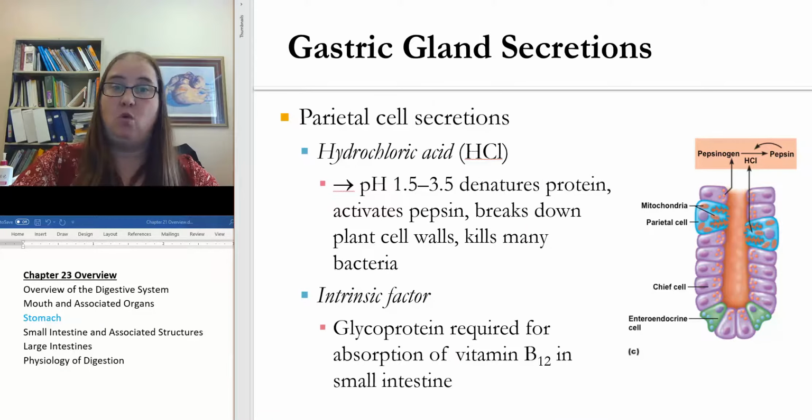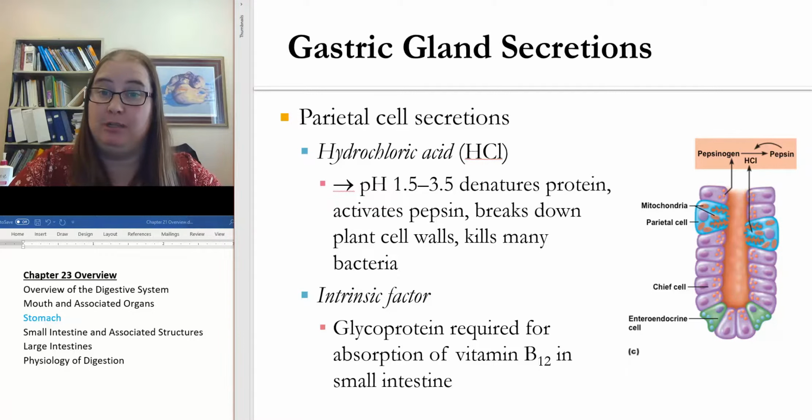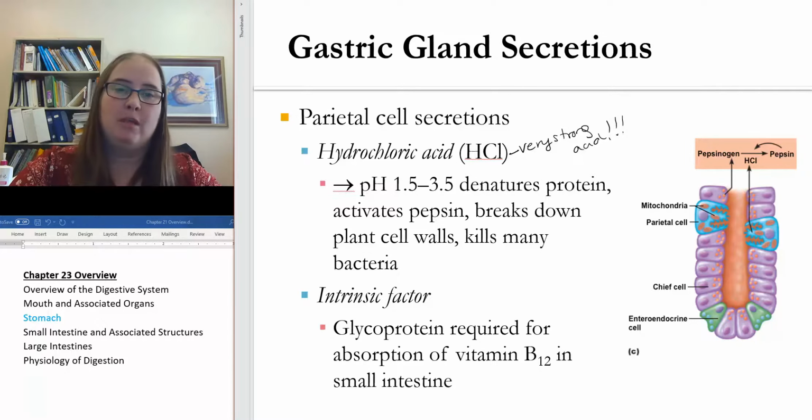Now, in order for us to convert pepsinogen into pepsin, we need HCl. HCl stands for hydrochloric acid. This is a very strong acid. HCl has a pH of about 1. So what happens is the following. This HCl, again, is required to cleave or activate pepsinogen into pepsin. But what this also does is denature our proteins.